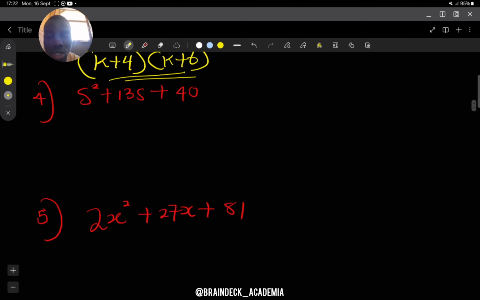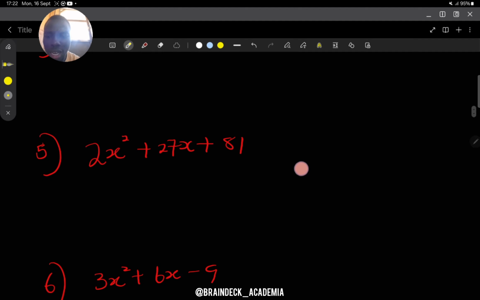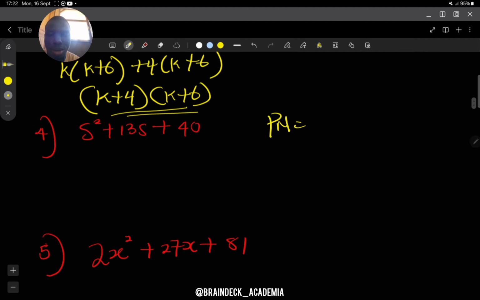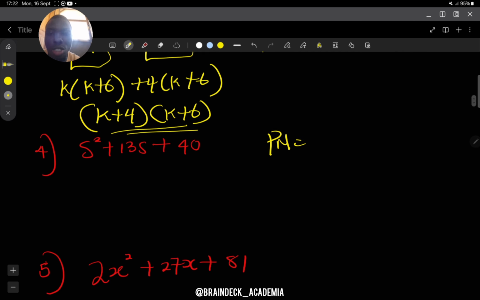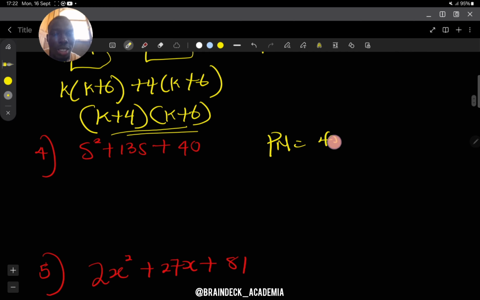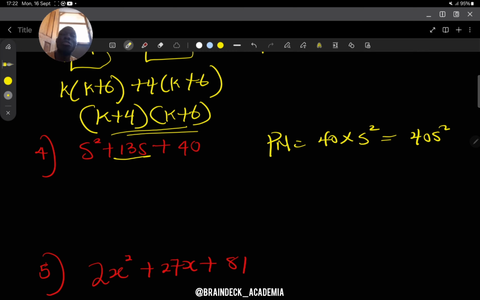The next one, this is also still similar to the one I did. Your Pn is 40 times x squared, so you have 40x squared. So I'm expanding this 13x. For 40 I can make use of 8 times 5. So I say 8x plus 5x. That'll give me 13x, and if I multiply these two, it gives me 40x squared.